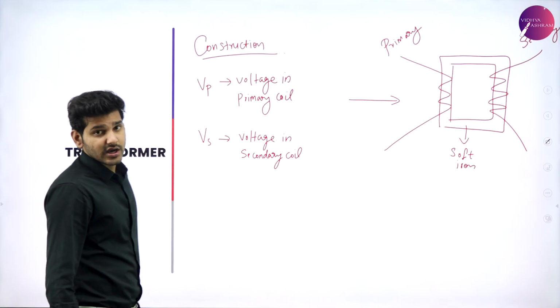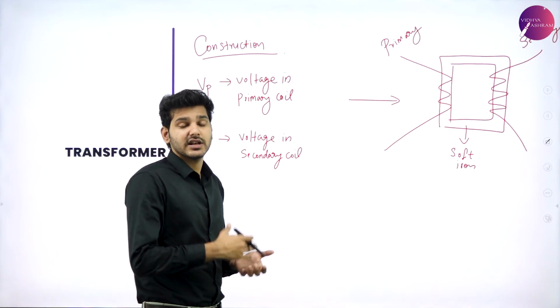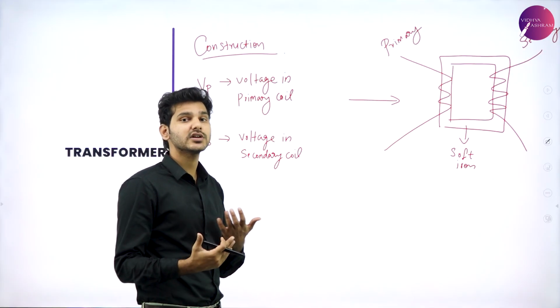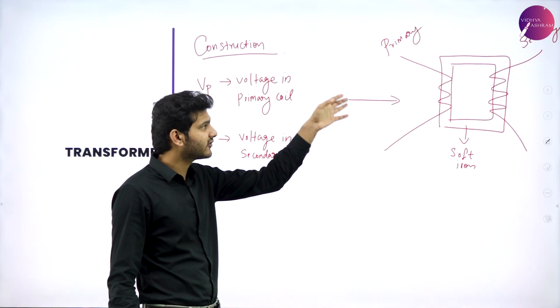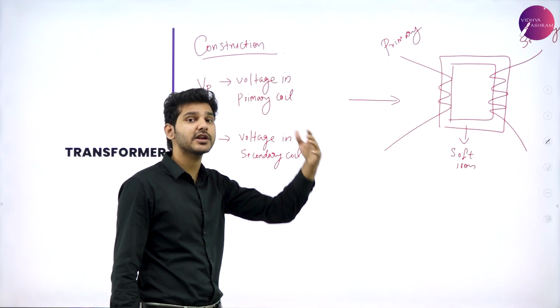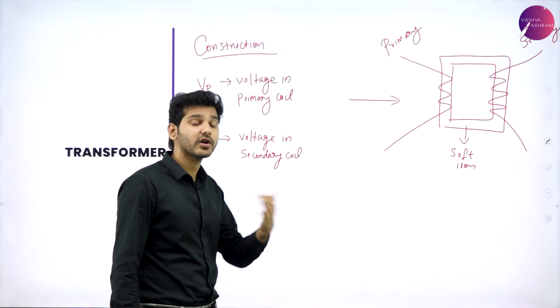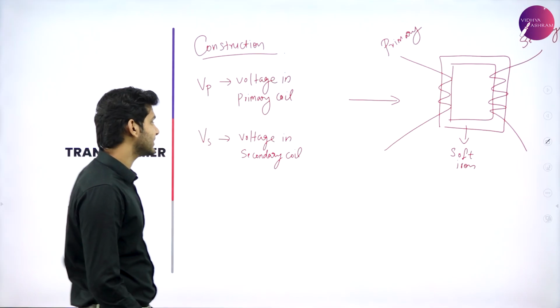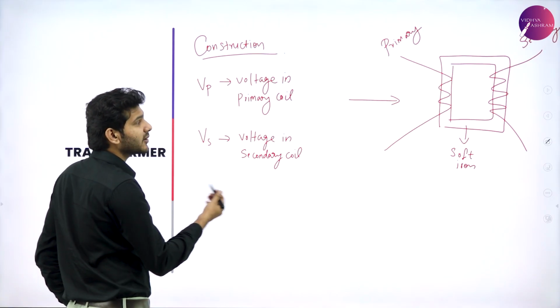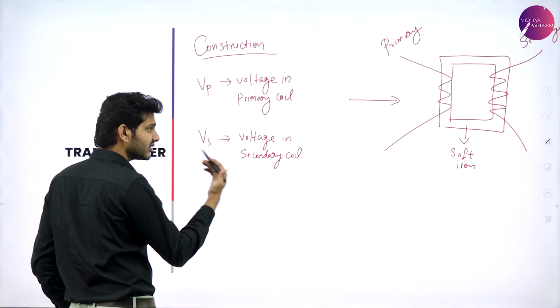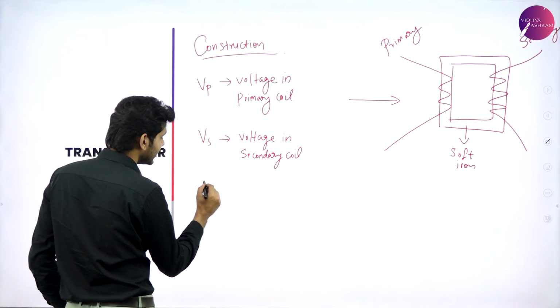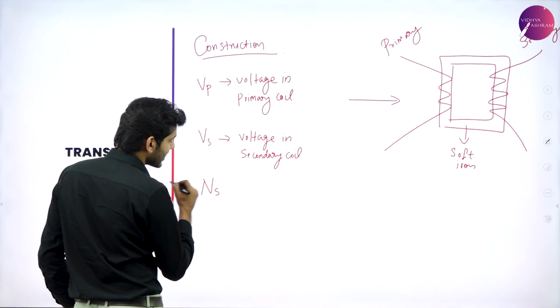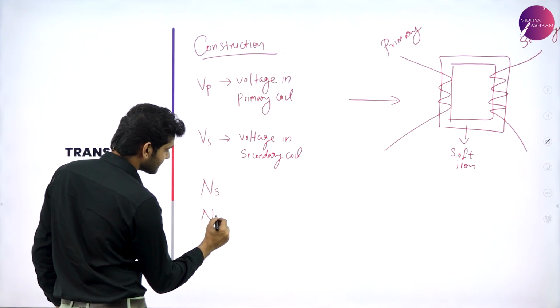And then, since voltage is out of the way, the next thing is the number of turns. We do know that the number of turns has to be higher or lower depending on whether it's a step up or step down transformer. So we can indicate the number of turns in the primary section as NP and in the secondary section as NS.